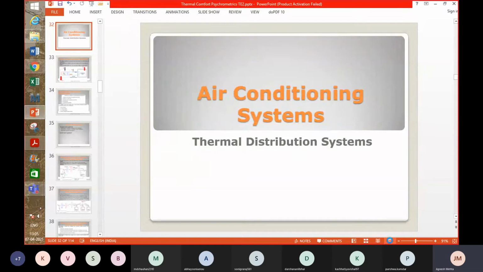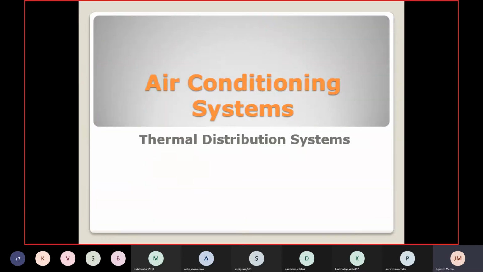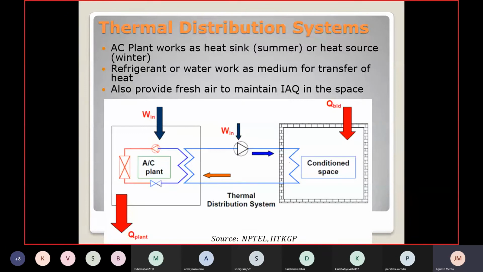So, air conditioning systems. Basically, when we talk about air conditioning systems, we are talking about thermal distribution systems. In other words, thermal energy or heat is being distributed or taken from various parts of the conditioned space. So schematically, it may be shown as the figure shown in this slide.